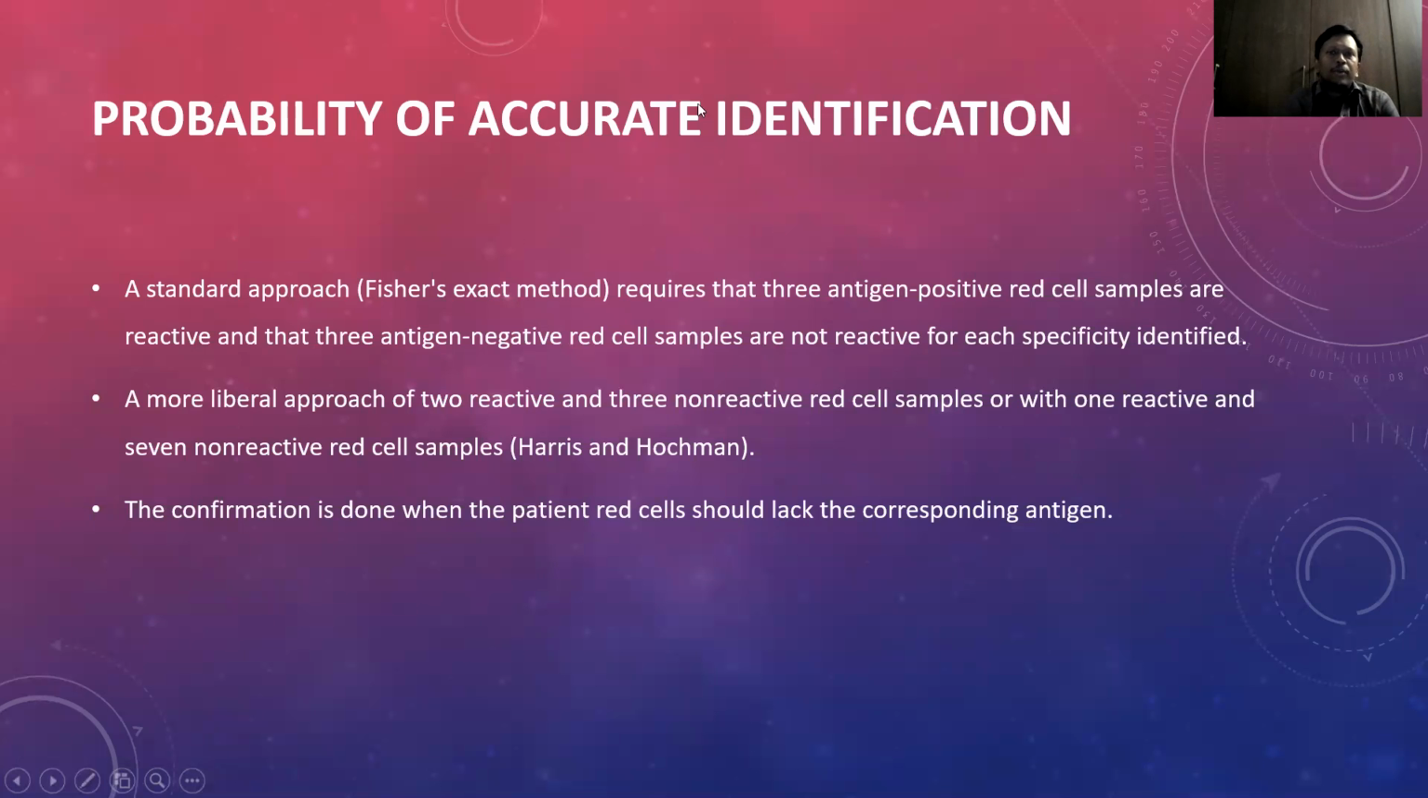So, the probability of accurate identification. We have a probability standard. A standard approach, the Fisher exact method, requires that 3 antigen-positive red cell samples are reactive and 3 antigen-negative red cells are not reactive for each specificity identified. So you need a minimum of 3 to say this is the antibody causing the discrepancy. A more liberal approach of 2 reactive and 3 non-reactive red cell samples, or 1 reactive and 7 non-reactive red cell samples, can also be used. For confirmation, the patient's red cells should lack the corresponding antigen. So we should do the phenotype so that we know the patient does not have the antigen.